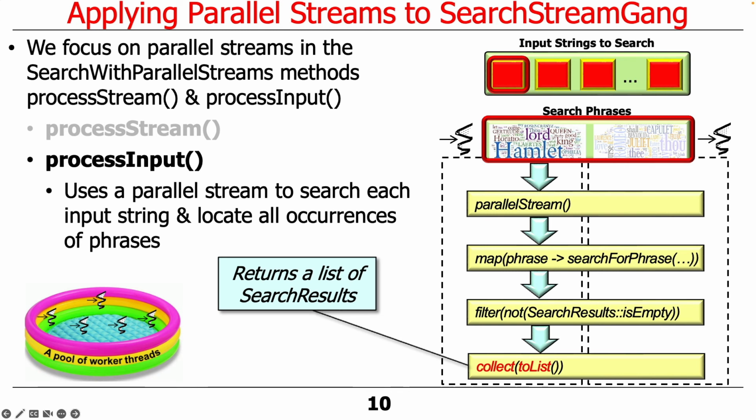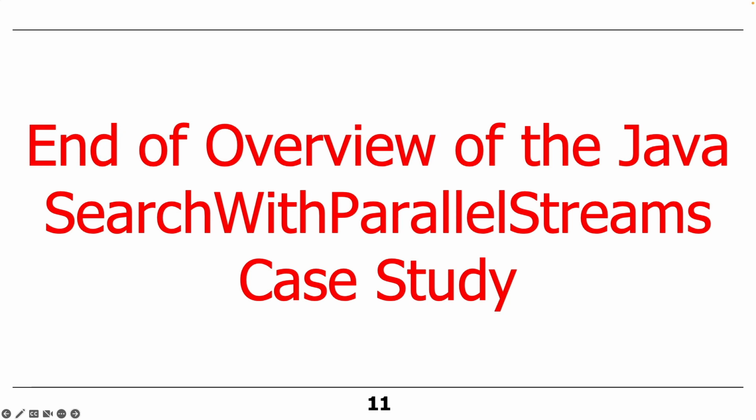So you can see we have parallelism in 2 dimensions. We have parallelism for each work of Shakespeare. Each work of Shakespeare runs in a separate worker thread. And then for each work of Shakespeare, the searching for the phrases, because there could be lots of phrases you want to find, those all run in parallel as well. So again, parallelism in 2 dimensions. So that's the overview of the Search with Parallel Streams case study. We'll look at more details here momentarily.